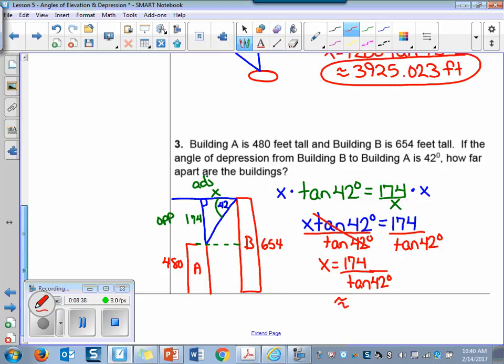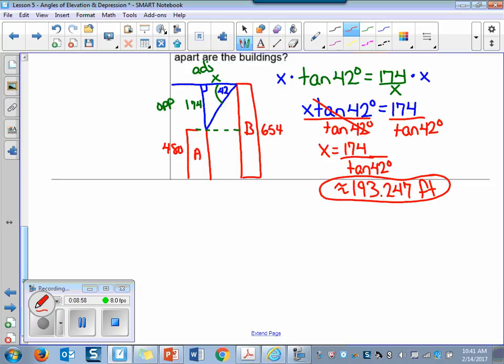So let's see. 174 divided by tangent 42. This is 193.247 feet. Yes, feet apart. Not quite 200 feet apart. Sometimes you have to stop and think about the information you're given in the problem, right? I was given enough information to solve this, but I did have to do a little subtraction in order to find the opposite side of my triangle.